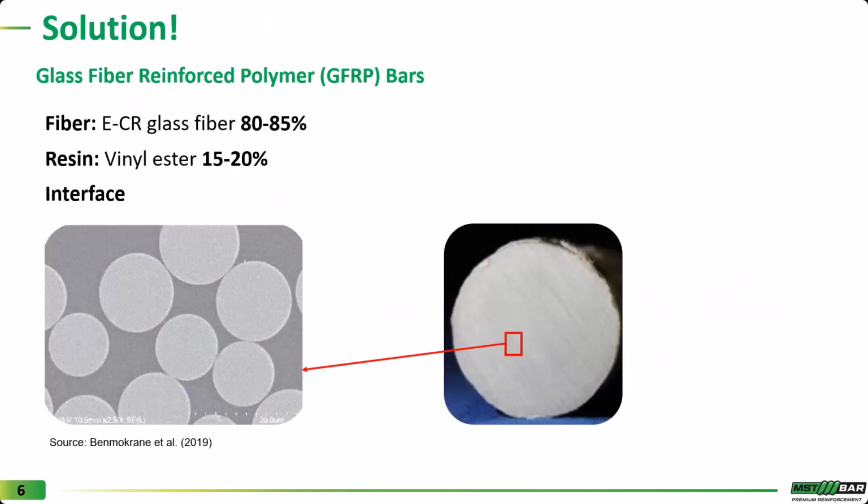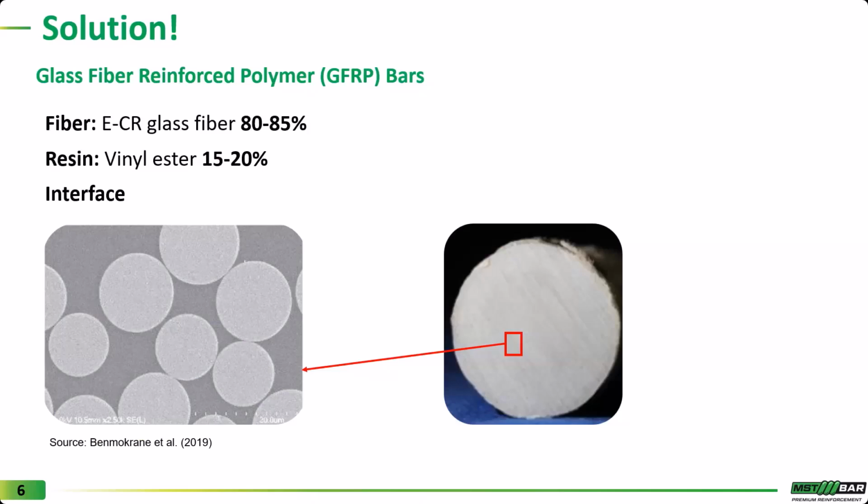And that is why we believe MST Bar offers a solution that not only addresses the corrosion issue in reinforced concrete structure, but also provides several additional benefits to construction project, which I will cover during this presentation. Now, what is a GFRP bar made of? GFRP, or glass fiber reinforced polymer bar, is a composite material that is made of fiber and resin.